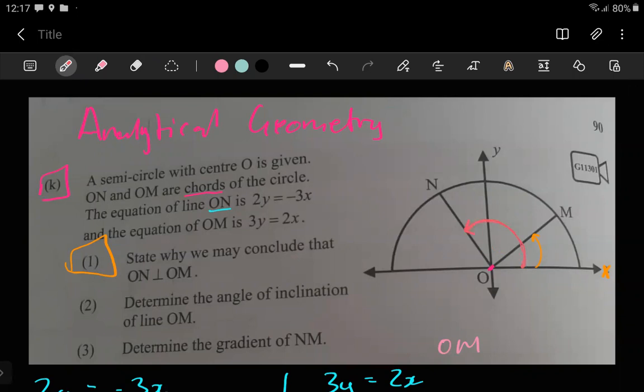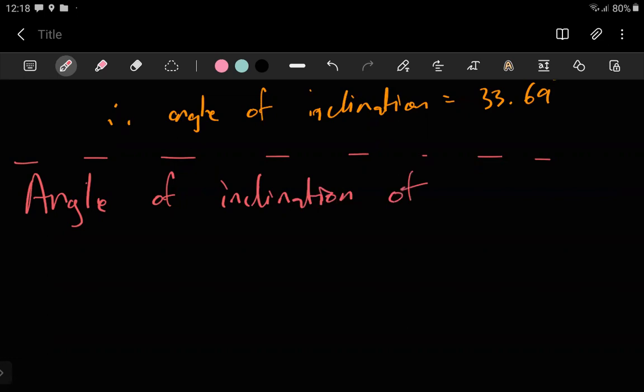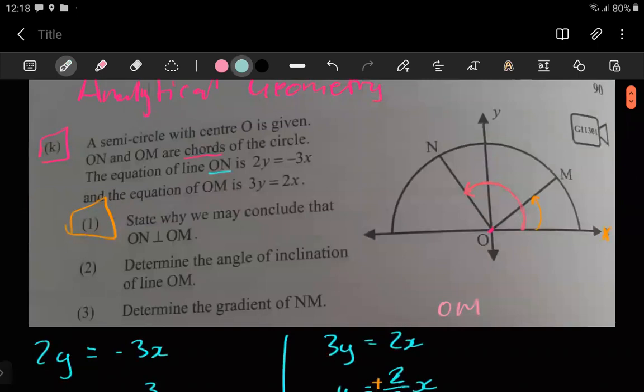If I want that angle of inclination, it's the angle of inclination of ON. So what we already know is that it is 90 plus 33.69. This we know, right? But say we did not know that that portion was a 90. What would we do? What we know is we're trying to work towards 123.69. This is our answer as the angle of inclination. We know it, but say we didn't know that this is 90.